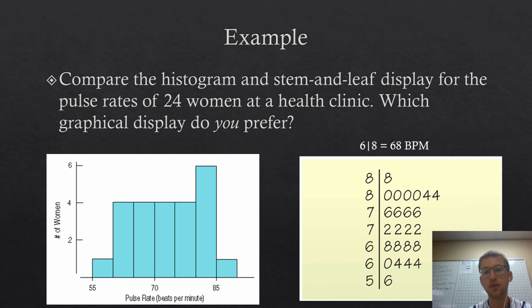I guess for me personally, if there's a smaller data set, I think it's useful to use the stem and leaf plot. That way you can pick out individual data values. Whereas if we have a larger set of data, the histogram might be more useful because I don't really want to write out every single data value if we have like 200 or 300 pieces of data.